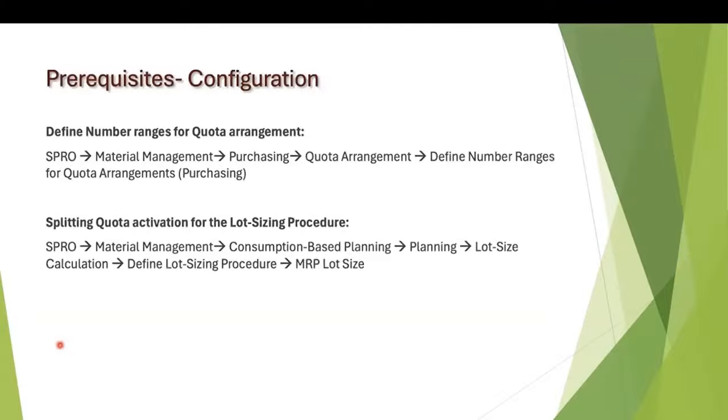So what are the main configurations? We don't see too much configuration for the quota arrangement. There are the defined number ranges, mostly client-level number ranges that are available, so you can utilize the same number ranges. Like info record, we don't do much about number ranges. One important thing is the lot size procedure you are going to use. For that lot size procedure, you must activate the splitting quota, which we will see in the system.